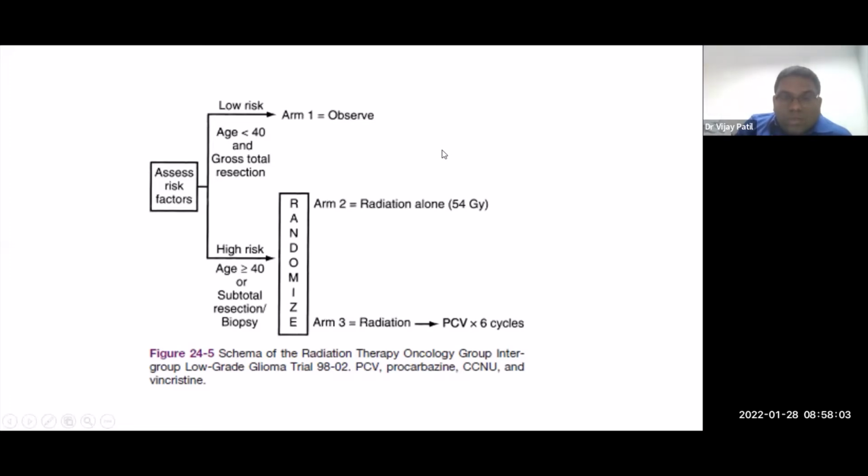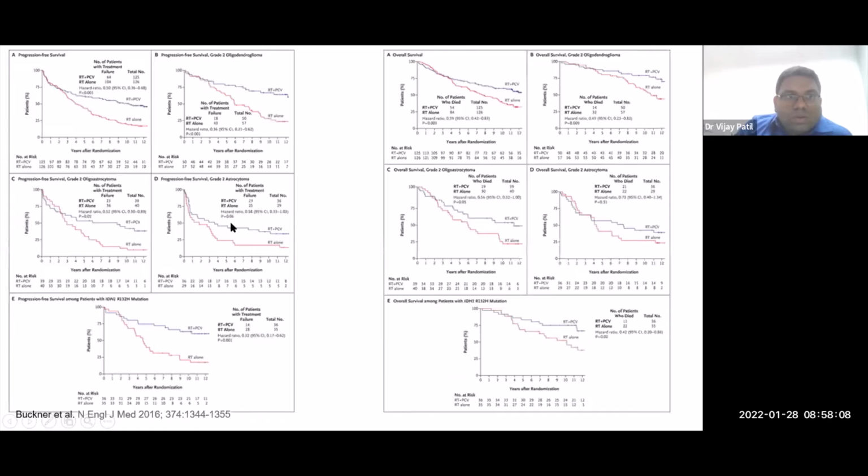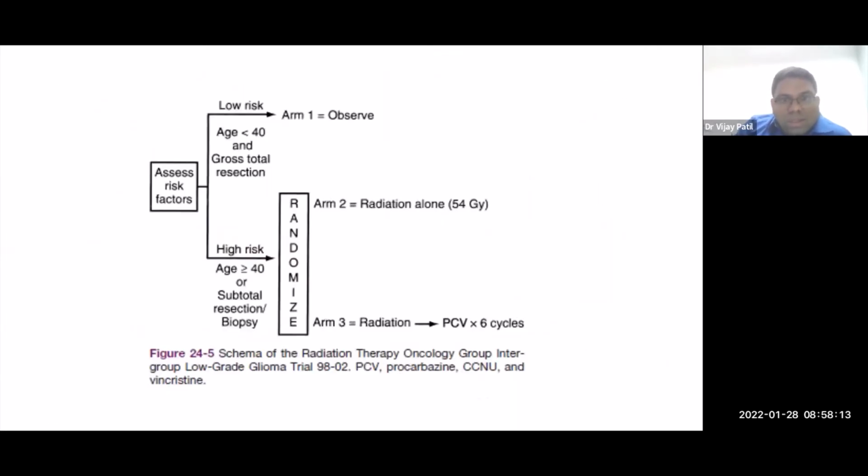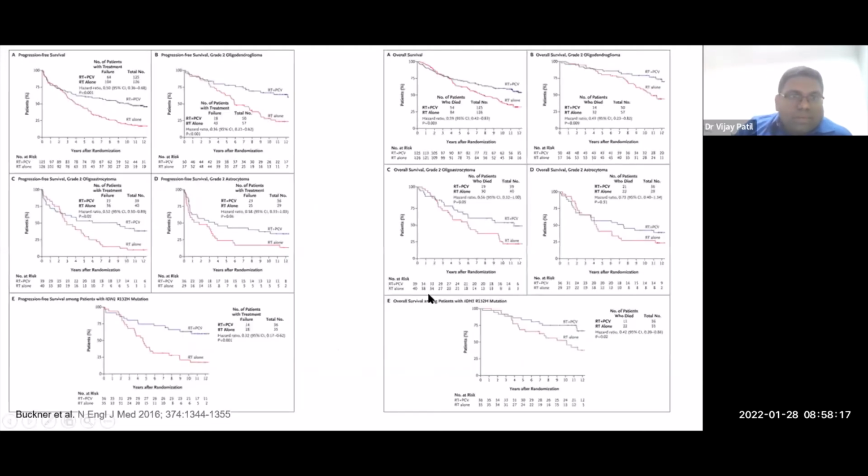in this situation. Now we will discuss this group, where age is greater than 40 and there is a residual tumor which has been seen. And what we see is this: in this study, one arm got radiation, another arm got radiation followed by PCV. And there was no doubt that radiation followed by PCV had a huge impact. You could see that the progression-free survival at 10 years jumps from 25% to nearly 60%. The hazard ratio is 0.5, and this was seen across all groups and more so in IDH mutated patients.